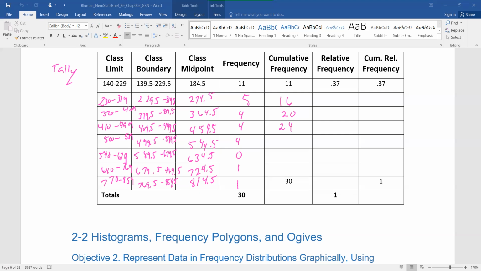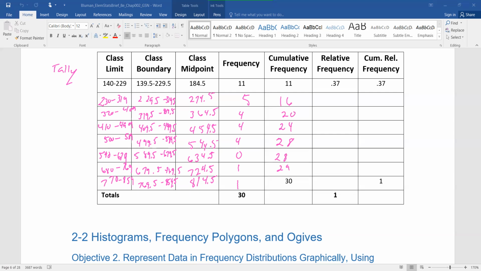So then 24 plus 24, 28 plus 0, 28 plus 1, 29 plus 1, 30, which makes sense. All right. So the total here, well, that is the total.